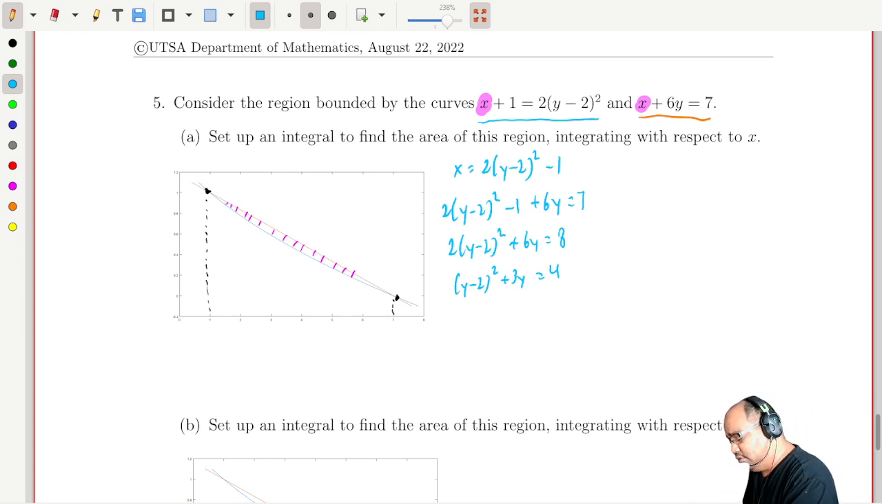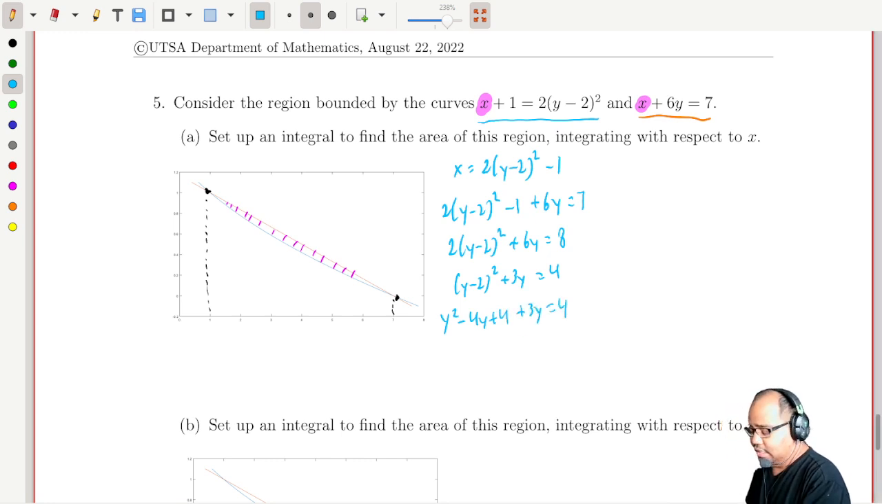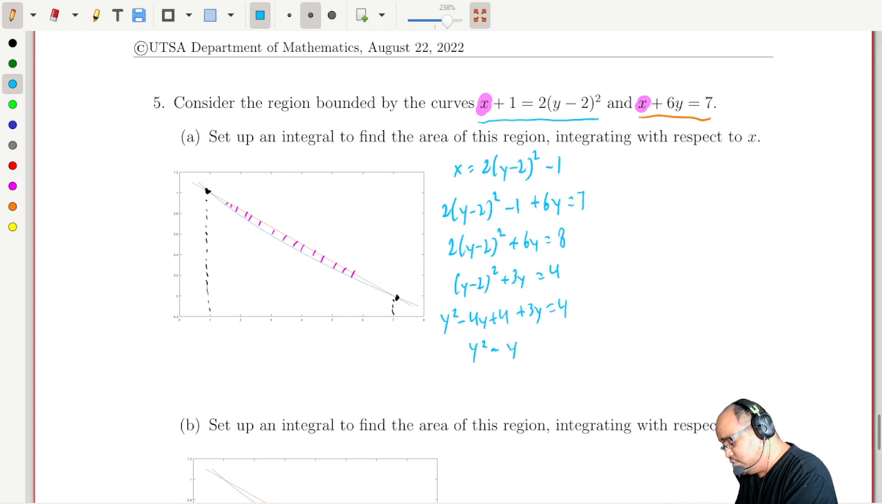So y squared, well, here we're just again going to use that perfect square pattern. y squared minus 4y plus 4 plus 3y equals 4. I see that I have 4 common on both sides. So if I subtract 4 on both sides, those vanish. And I'll collect the like terms there. y squared minus y equals 0. We have y times (y minus 1) equals 0. y equals 0, y equals 1. And that, of course, agrees with our picture. We'll need that for the integral in y.